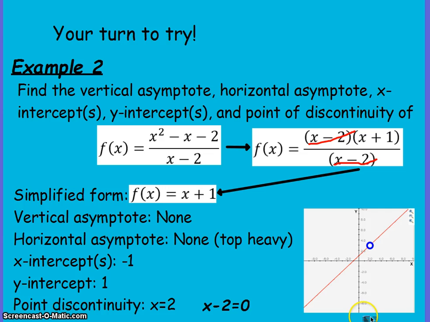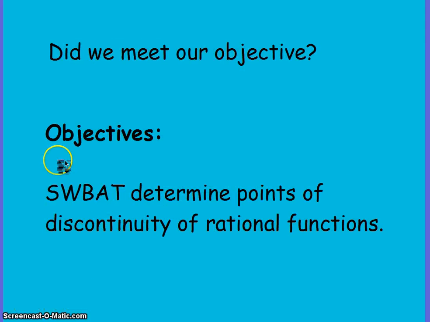And if we look at our graph, this is what we find. We can verify our answer by looking at the graph. Our x and y intercepts match what we have. And point discontinuity, if you look at the table, you'll see that at x equals 2, there is no y value that corresponds. Okay, did we meet our objective?